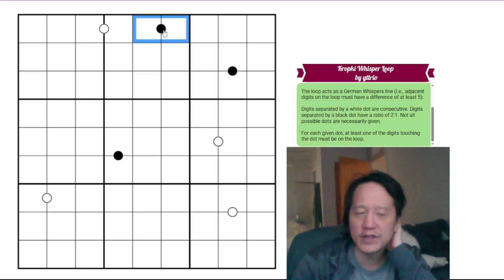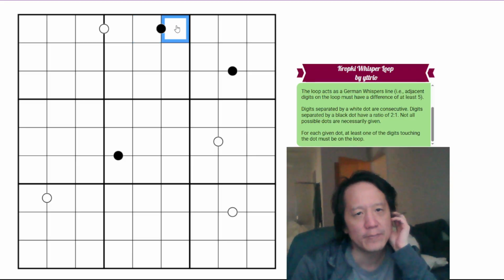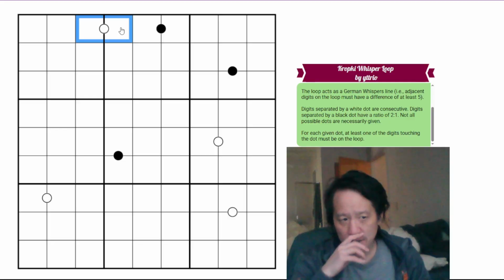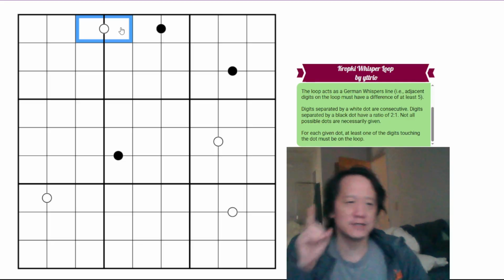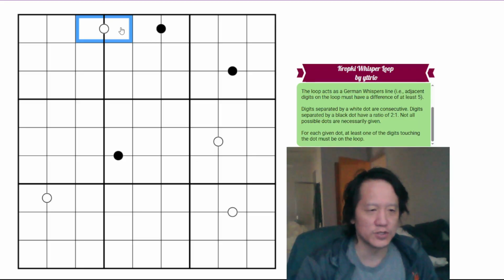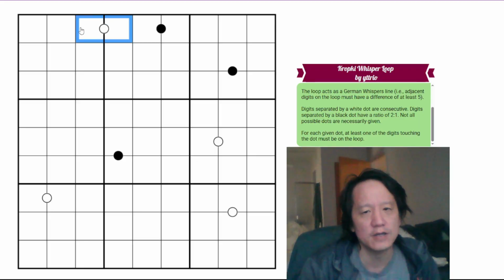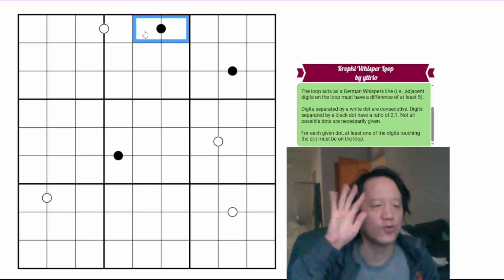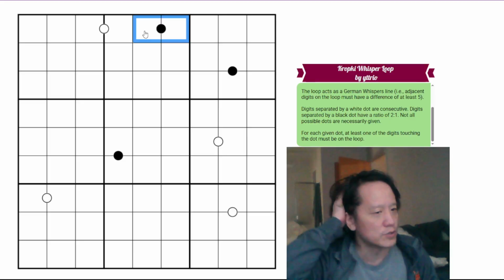So there's no way that the loop can be part of both of the cells of a black dot and both of the cells of a white dot, because the difference between cells with a white dot is 1. So obviously they both can't be on the whisper 5 line or the whisper 5 loop. And the same with the 1 to 2 ratio. The difference is at most 4 between two digits with a 1 to 2 ratio.